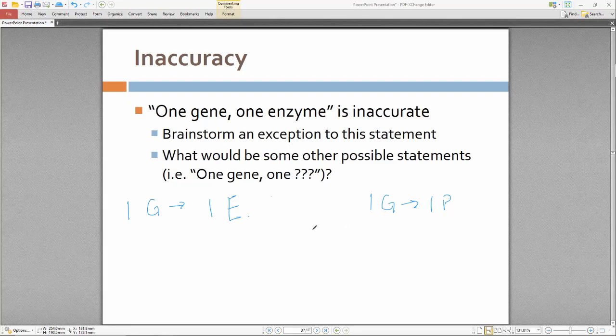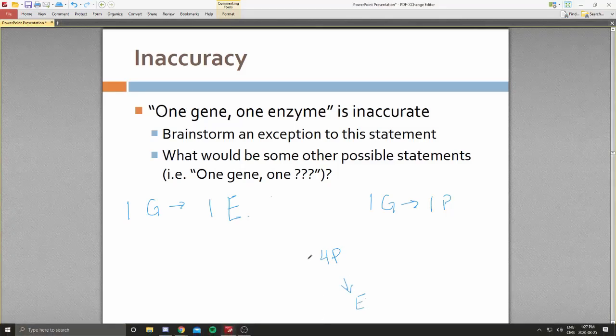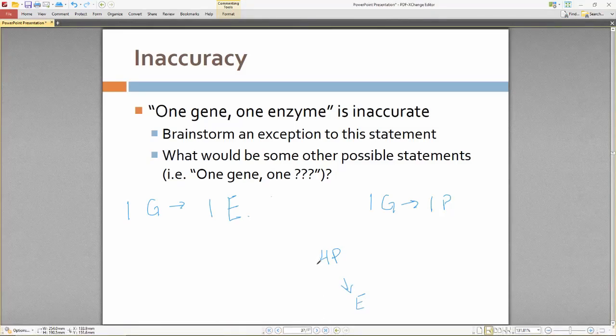Okay. What about four proteins per enzyme? What if one gene could code for more than one protein? Two proteins. Oops. Which we might see today. Hint, hint. All right, let's move on.